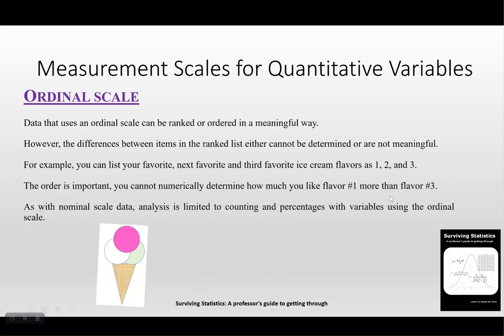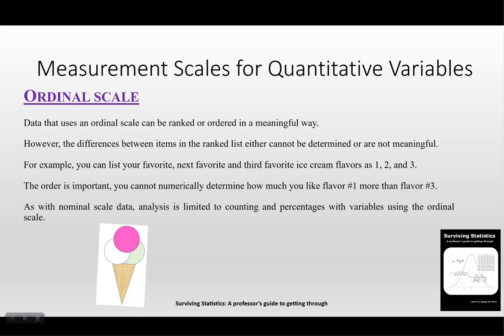Ordinal scales are a little bit more useful, and in this case we rank things in order, but we really can't determine the difference between the values. In other words, the example here in my textbook is ice cream. You may really like vanilla ice cream, and you may rank that with 1 as your favorite, and then you like strawberry as 2, but we really can't determine how much more you like vanilla versus strawberry.